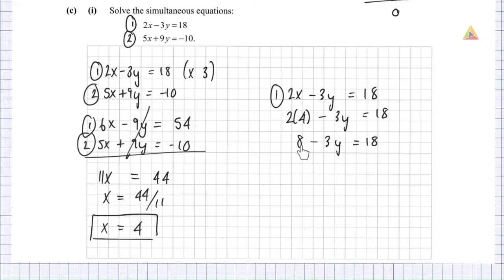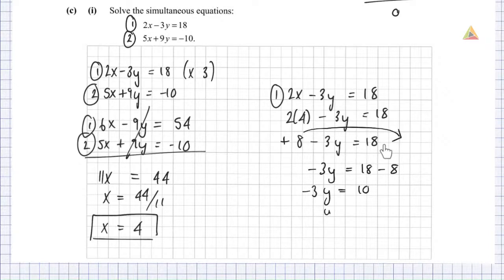So we want to bring 8 over here beside the 18. So we assume there's a positive sign there. So we're going to bring the 8 over here. So when it crosses the equal sign, it becomes a negative. So we get minus 3y is equal to 18 minus 8. So minus 3y is equal to 10.